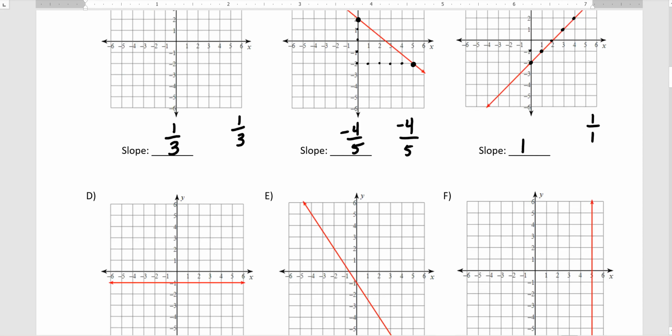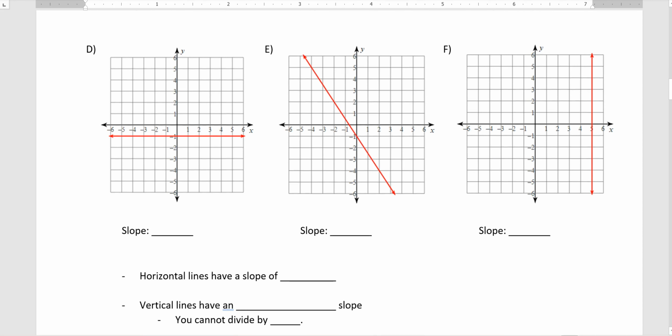All right, why don't you go ahead and try D, E, and F on your own. Try to find out what these slopes may be. Think about what D and F might be showing us. Take your best guess, and then we'll talk about those here in a sec. Pause the video, and then we'll check it together.